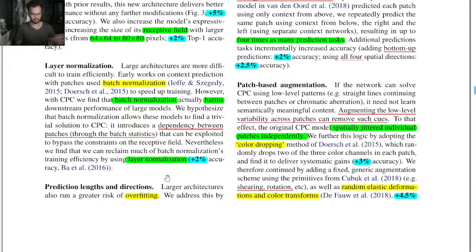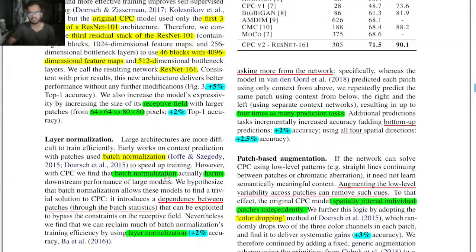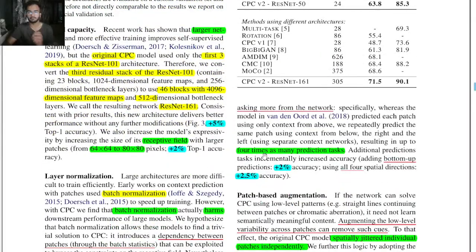In unsupervised learning, you will have larger models because they have to learn deeper representations, as the tasks are harder. They need to construct representations from very abstract things, and it doesn't have a specific label or task to predict, as in the case of supervised learning. So larger architectures are used, hence they run at a greater risk of overfitting. The authors address this by asking more from the network.